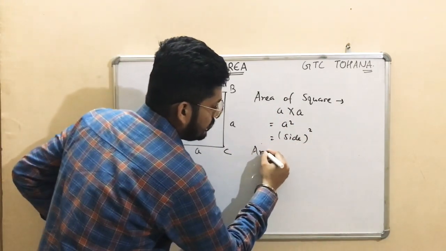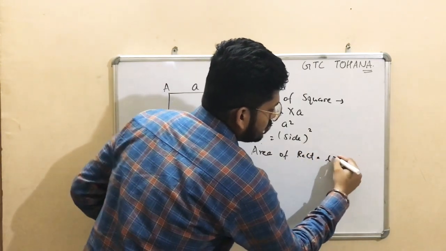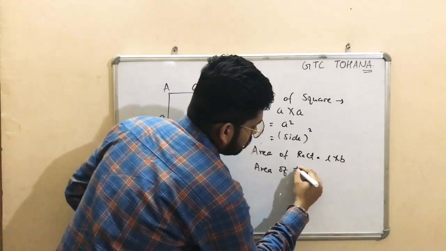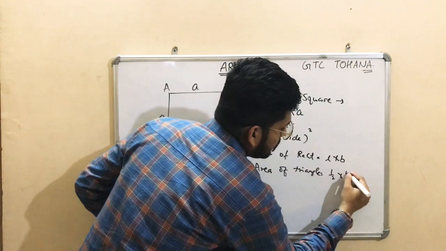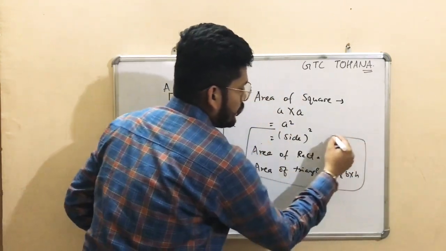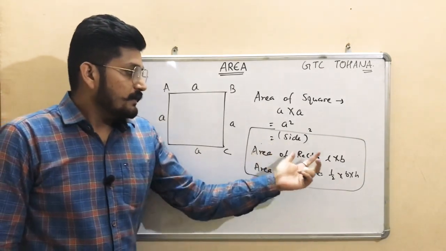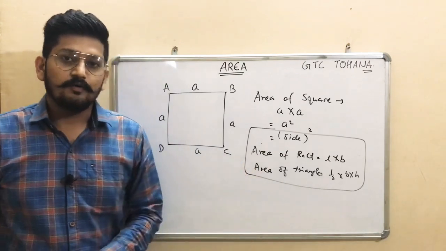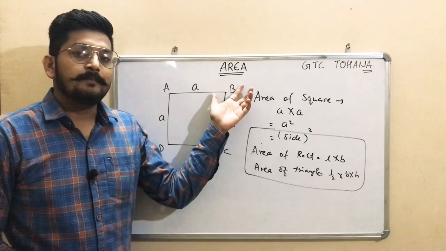And area of rectangle, length into breadth, and area of triangle, half into base into height. These 3 formulas are the basic formulas of these 3 basic figures: area of square, area of rectangle, area of triangle. Right? So I hope you can understand my language and the concept of area and perimeter.